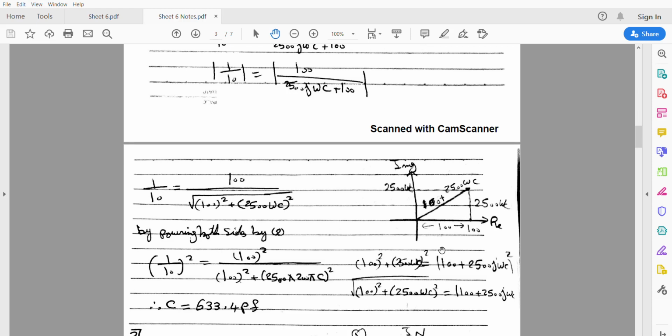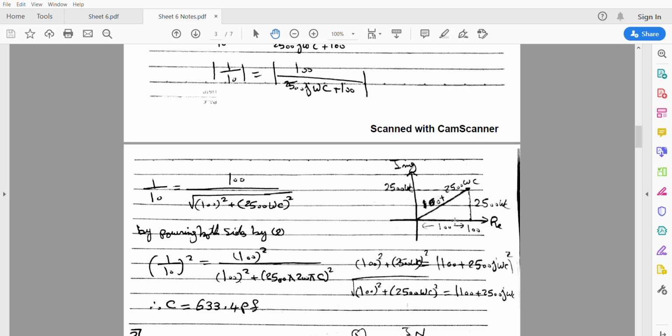So if we use the Pythagorean theorem, we find that the absolute value of 100 plus 2500 j omega c, squared, is equal to the x-axis squared plus the y-axis squared, which is equal to 100 squared plus 2500 omega c, which is the height, squared. So now if we need the value of the absolute value of 100 plus 2500 j omega c without the power, we just take a square root and get this value.